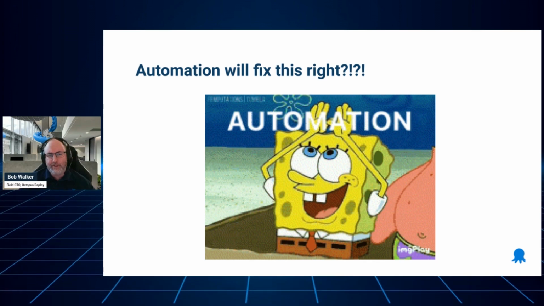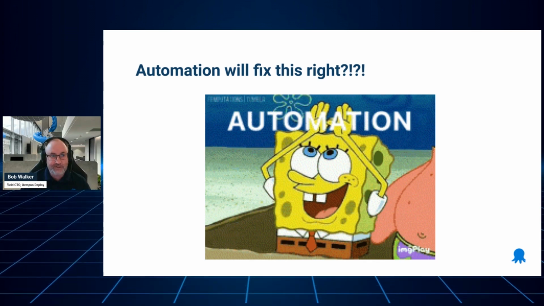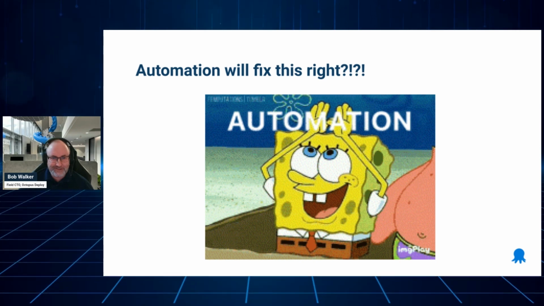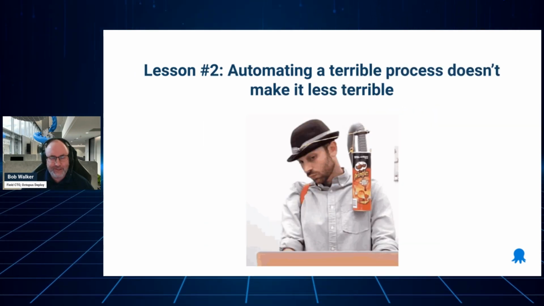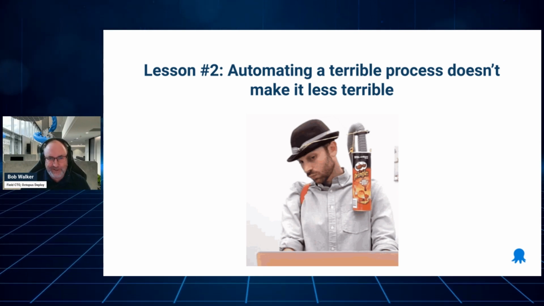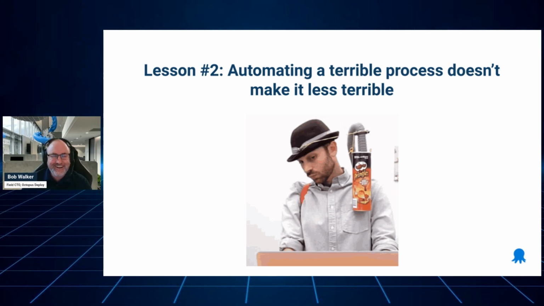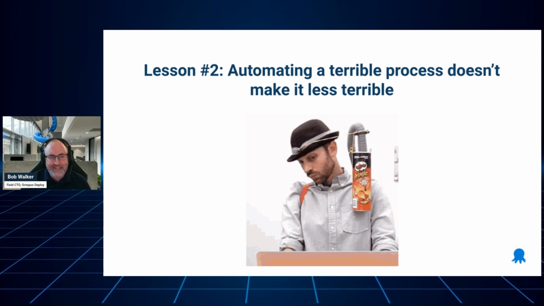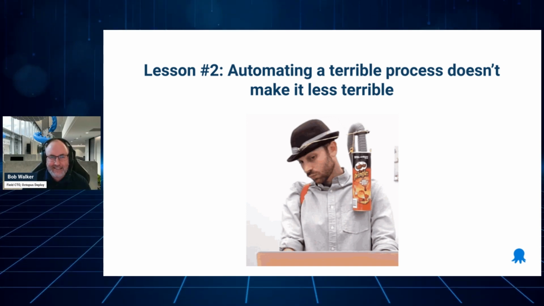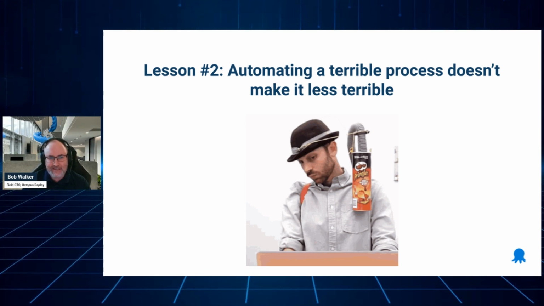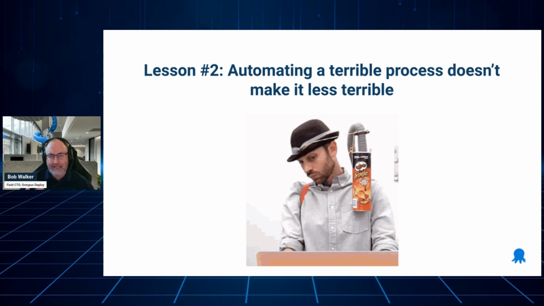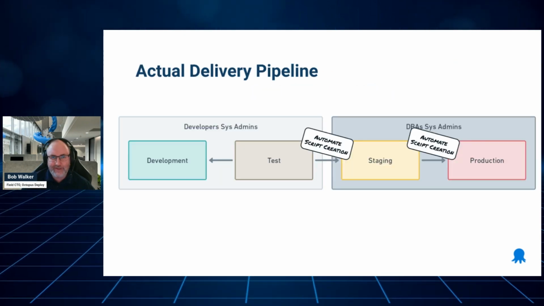Now, this is probably where you're thinking that automation is going to be the thing that's going to solve all of this. And this is what I thought as well. This was one of the biggest hard lessons that I had to learn. I really wish this GIF was actually animated because it's really funny. But essentially, automating a terrible process that we have out there doesn't make it any less terrible. And I didn't really know this lesson.